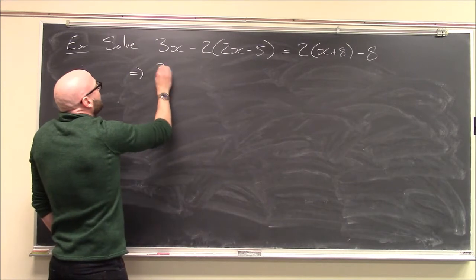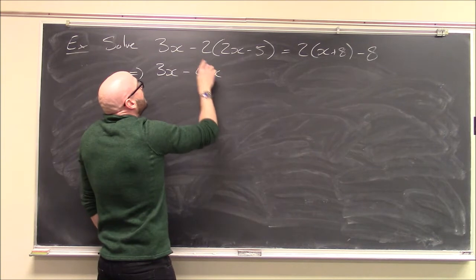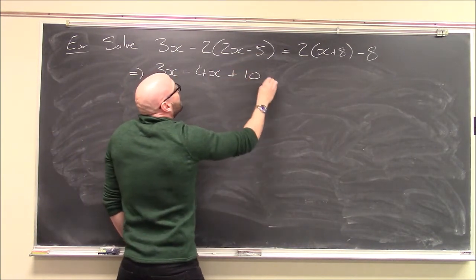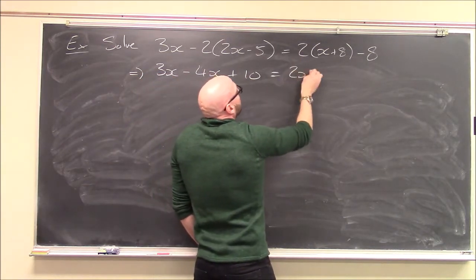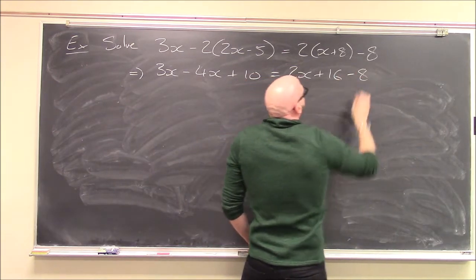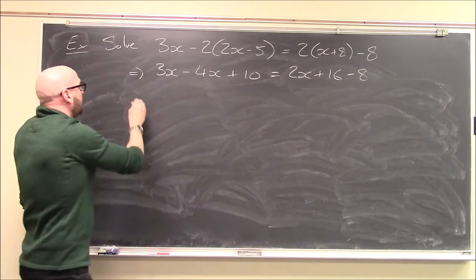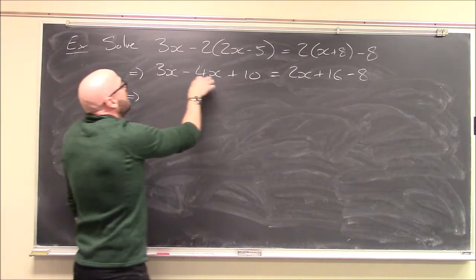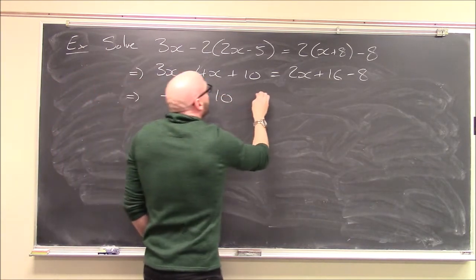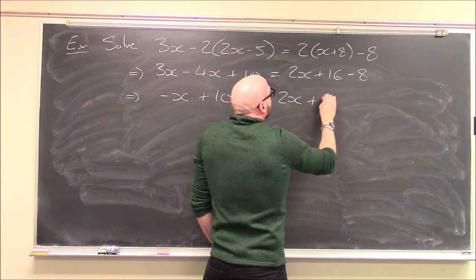So let's see, this becomes 3x minus 2 times 2x, so minus 4x. And then minus 2 times minus 5, that becomes plus 10, is equal to 2 times x, so 2x, plus 2 times 8, so plus 16, minus 8. Okay, everything's distributed now, but once again, I can still group things together and simplify this, right? I've got 3x minus 4x is minus x, plus 10 is equal to 2x plus 16 minus 8 is plus 8.